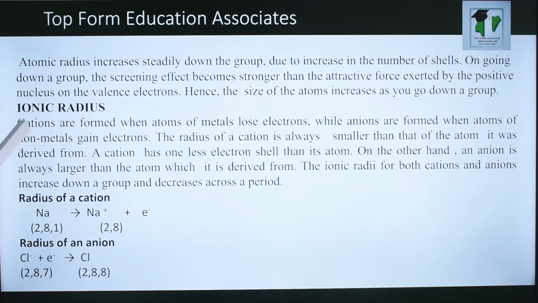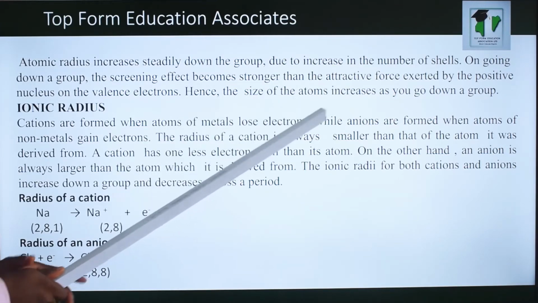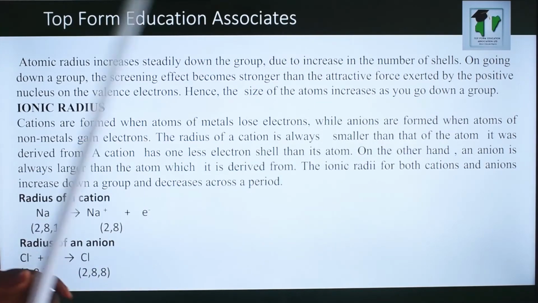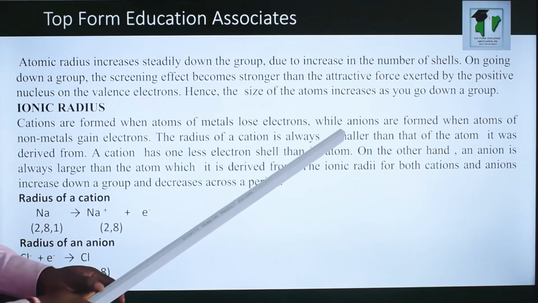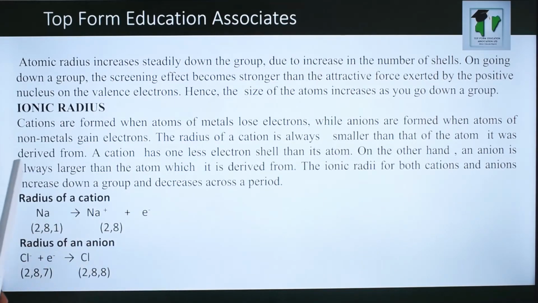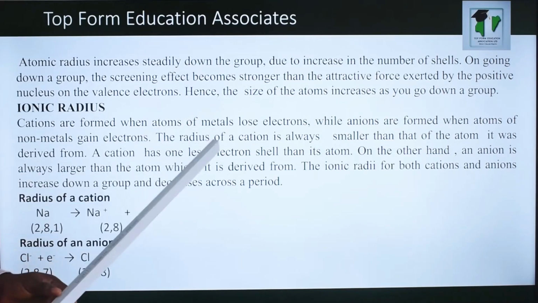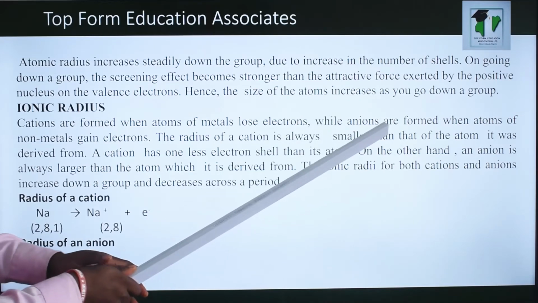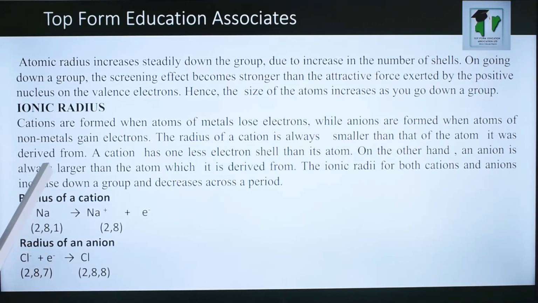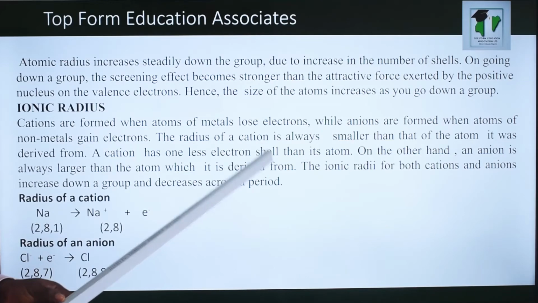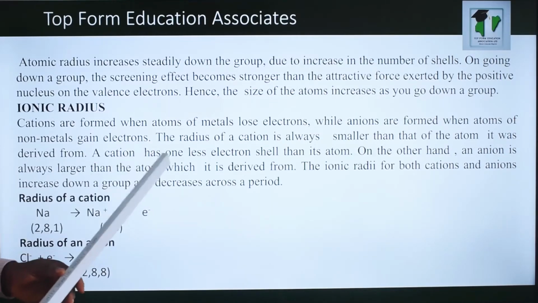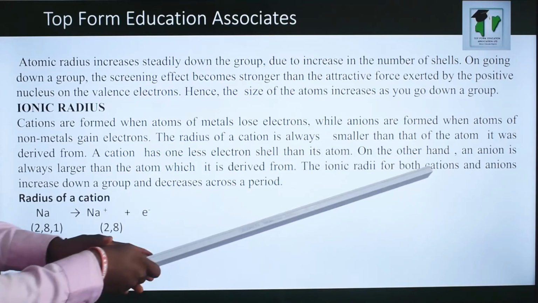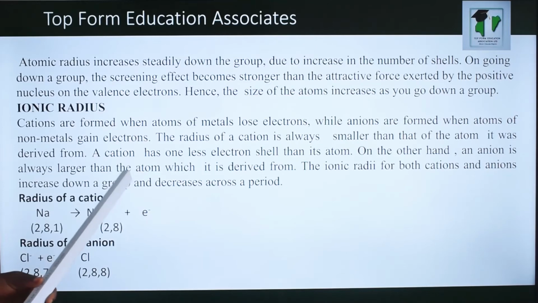Ionic radius. Cations are formed when atoms of metals lose electrons, while anions are formed when atoms of nonmetals gain electrons. The radius of a cation is always smaller than that of the atom it was derived from. Let's take it again. The radius of a cation is always smaller than that of the atom it was derived from. A cation has 1 less electron shell than its atom. On the other hand, an anion is always larger than the atom which it is derived from. The ionic radii for both cations and anions increase down a group and decrease across the period.